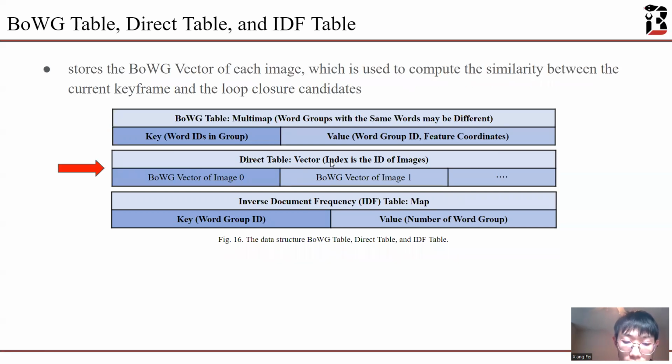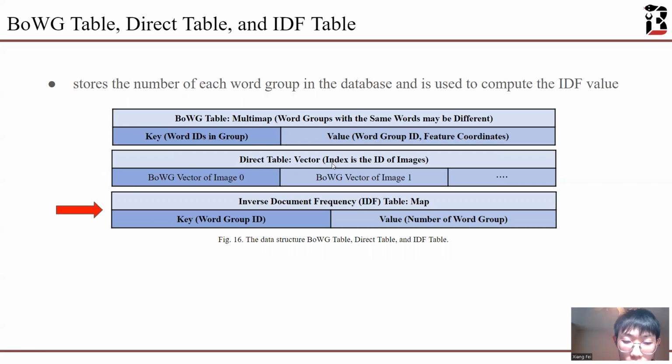Then is direct table, which stores the BoWG vector of each image and is used to compute the similarity scores between the current keyframe and the localizer candidates. The underlying data structure is a vector, and then is IDF table, which stores the number of each workgroup in the database and is used to compute the IDF value. The underlying data structure is map. By using the designed data structure, we can efficiently compute the localizer scores.